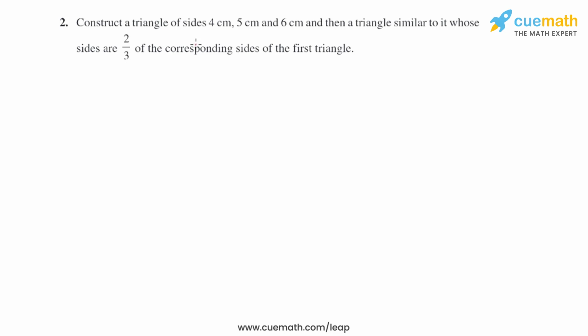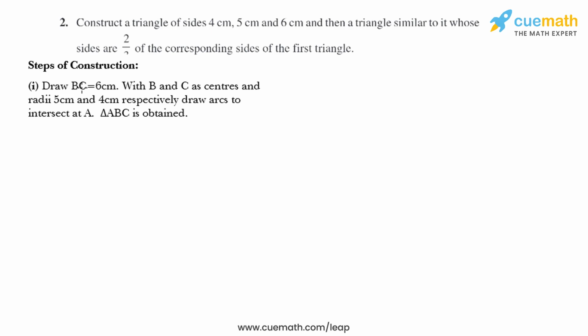Question 2 of this exercise says construct a triangle of sides 4 cm, 5 cm and 6 cm and then a triangle similar to it whose sides are 2 by 3 of the corresponding sides of the first triangle. So let's start with the steps of construction. Draw BC equals 6 cm with B and C as centers and radii 5 cm and 4 cm respectively. Draw arcs to intersect at A and triangle ABC is obtained.